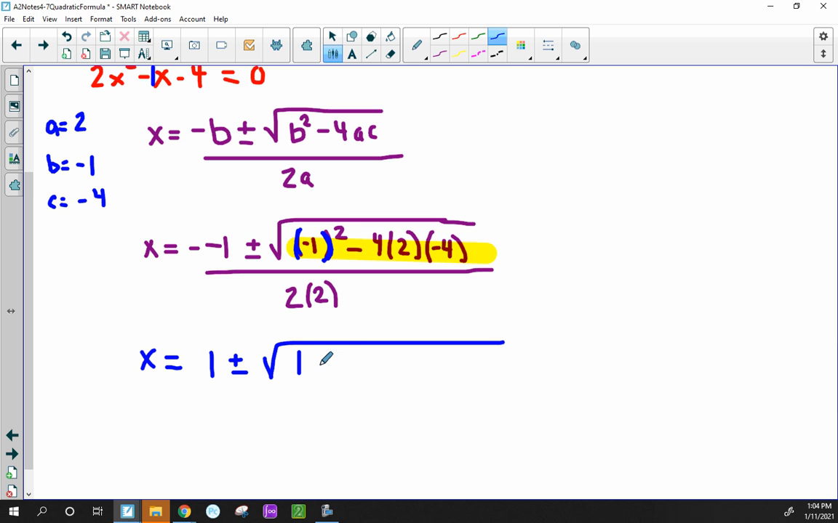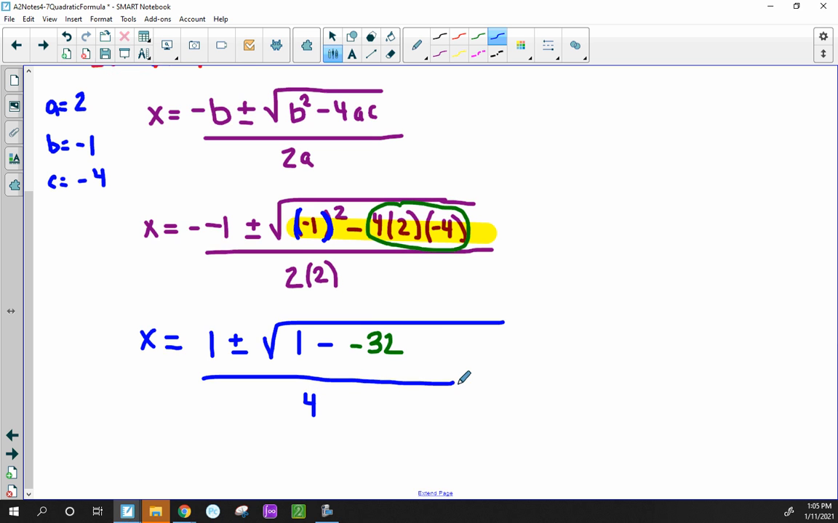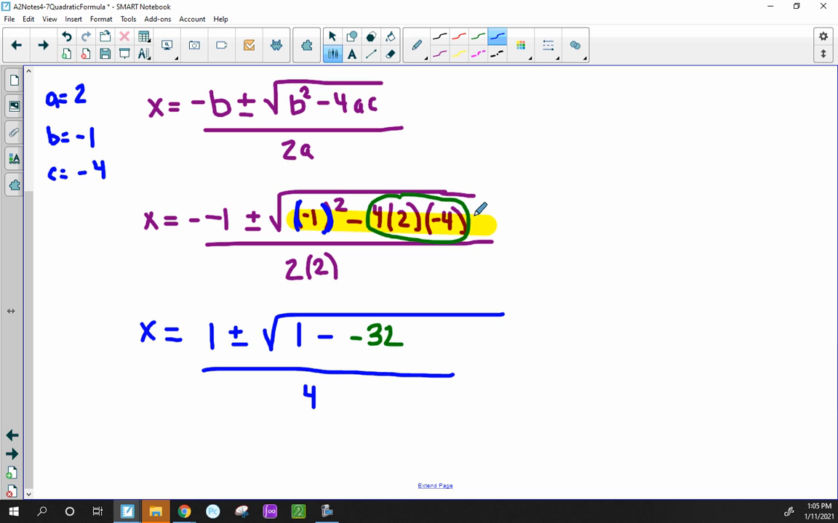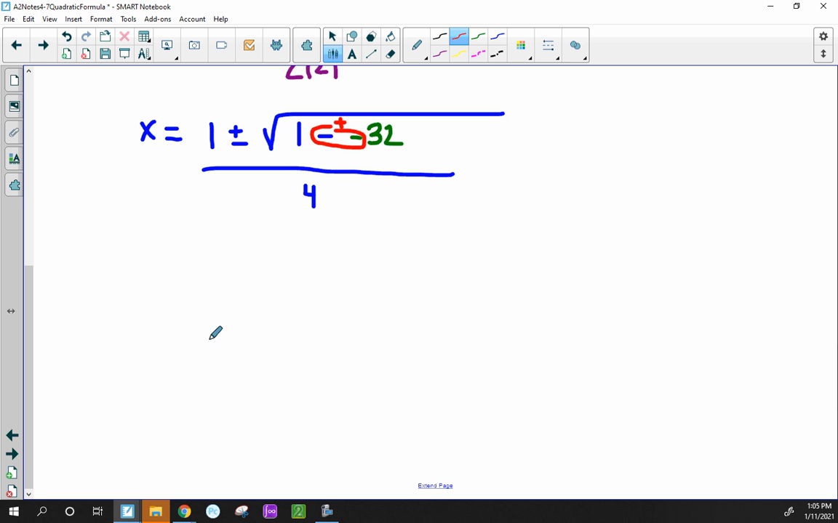I'm going to drop my minus sign down. And now I'm going to focus on the multiplication. The part I'm circling, 4 times 2 is 8. 8 times -4 is -32. Then we're going to divide all of that by 2 times 2, or 4. Now, notice that all I've done is the power and the multiplication. I also see, obviously, that I've got a double negative here that needs to be changed to a positive. In the next step, I'm going to show that.